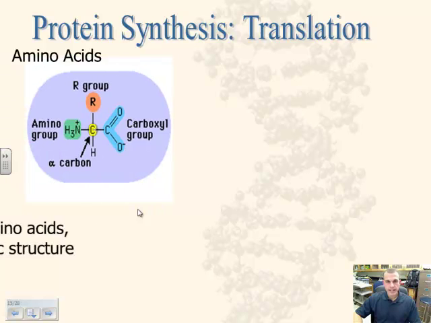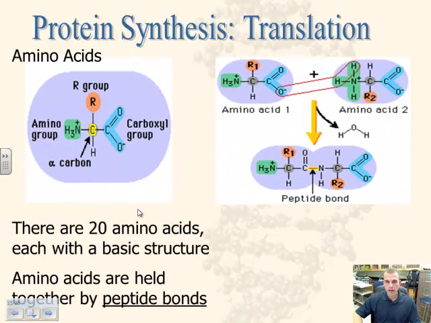Okay, your amino acids. Now again, these are the building blocks of your proteins, and they're going to help us construct proteins. Depending on the order, the length, and the shape, that basically determines what their function is. Every amino acid is going to have this general structure that you see here. It's always going to have an amino group, it's always going to have a carboxyl group, and it's always going to have an R group on top.